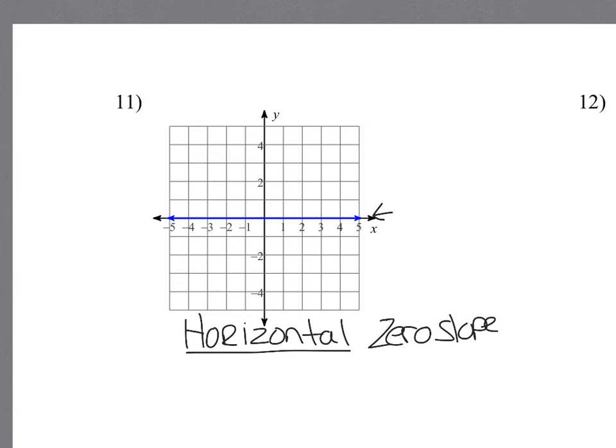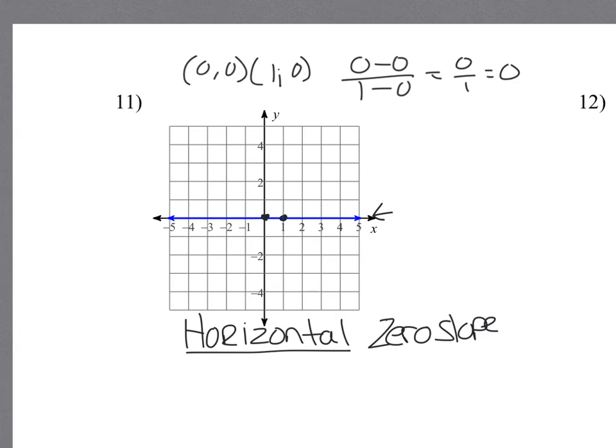All right, and you can test that by plugging in 2 points. So if I have the points 0, 0 and 1, 0, my change in y, 0 minus 0, over my change in x, 1 minus 0. So 0 over 1 is 0. All right, so we have a flat line. So it's y equals 0x.